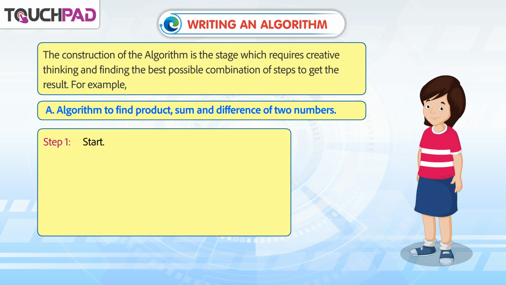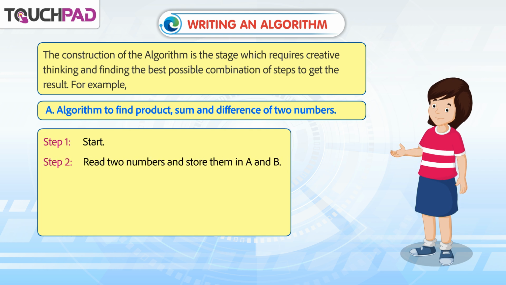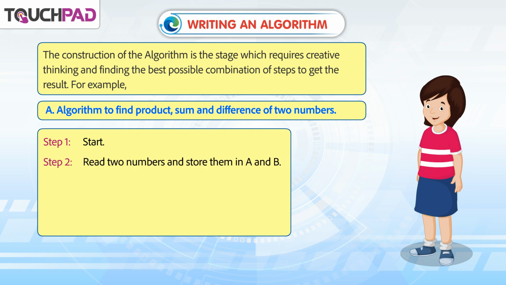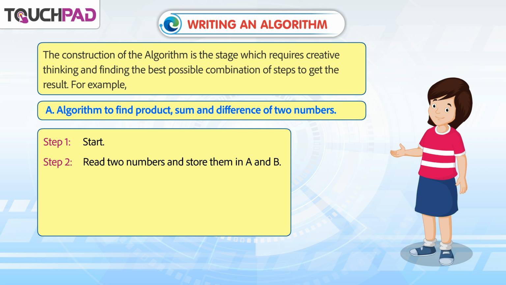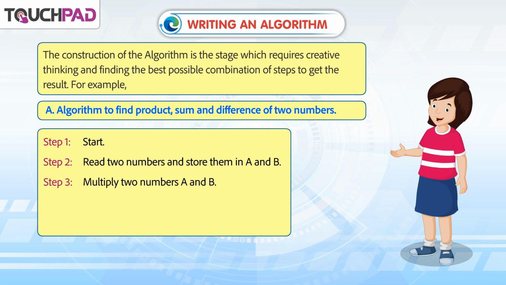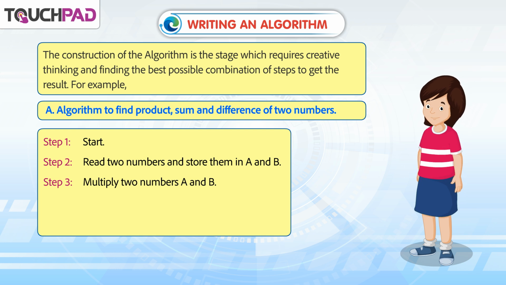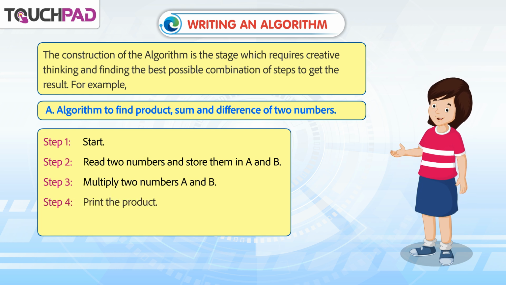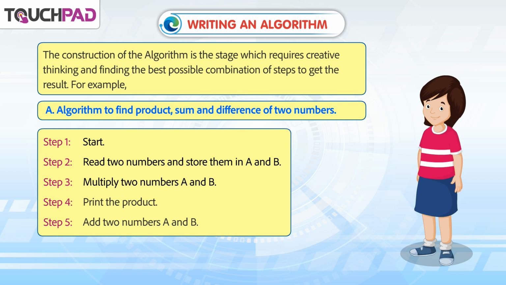Step 1. Start. Step 2. Read two numbers and store them in A and B. Step 3. Multiply two numbers A and B. Step 4. Print the product. Step 5. Add two numbers A and B.